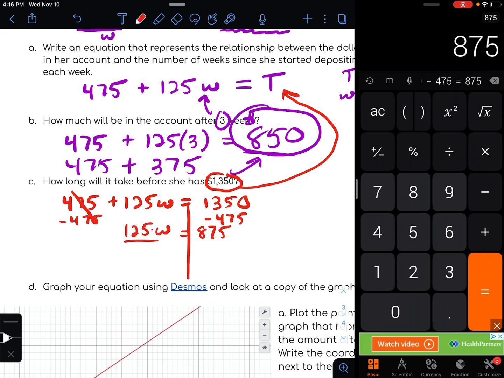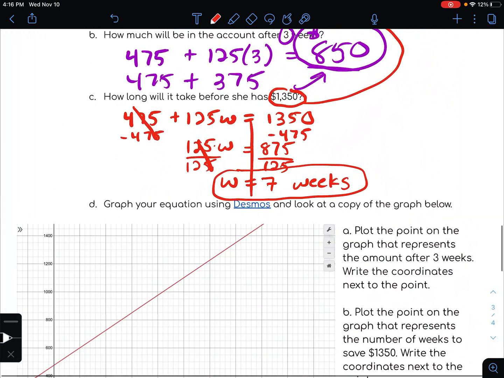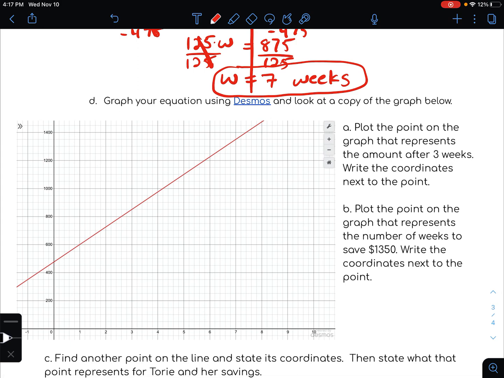times something equals 875. So to figure that out, let's work backwards and undo the multiplication by dividing both sides by 125. 125 divided by 125 is 1, or 1W, or just W, and then 875 divided by 125 is 7. So 7 weeks is how long Tori would be saving to get to that $1,350 amount. Okay. All right.